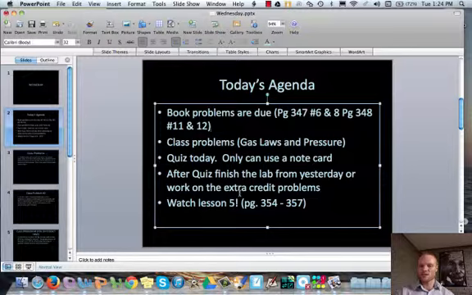The other thing you could do is watch lesson 5. Lesson 5 is pages 354 through 357 in your book. So you can either read about it, or if you want to watch the lesson online, that's cool with me. A lot of you answered in the survey that you have smartphones or phones that are able to go on the internet. Why don't we put those babies to use and actually use them for something educational? So you could watch lesson 5.